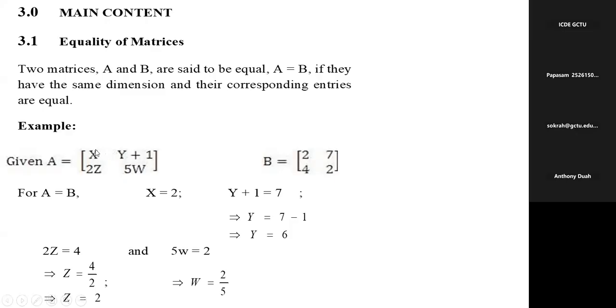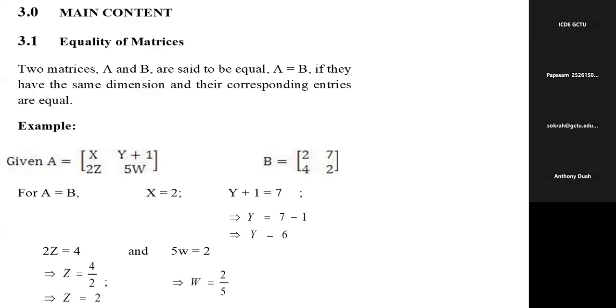Equality of matrices. So X is in the same position as what? 2. And so X is equal to 2, as you can see. Y plus 1 is in the same position as 7. So it means Y plus 1 is equal to what? 7. Then you make Y the subject. So Y is equal to 7 minus 1. So Y is 6.